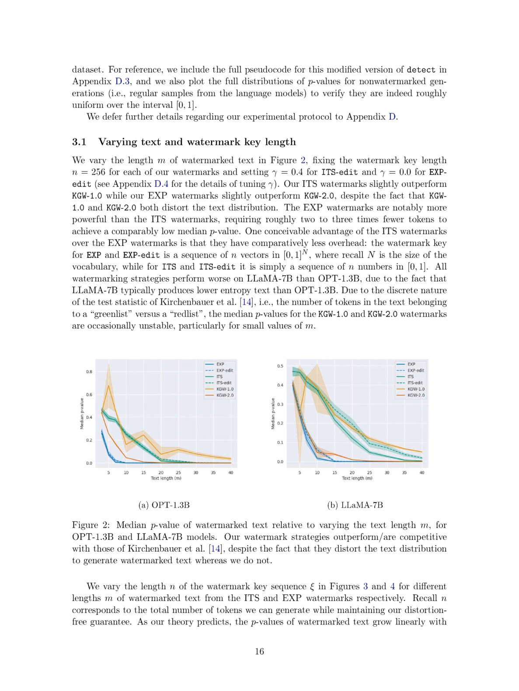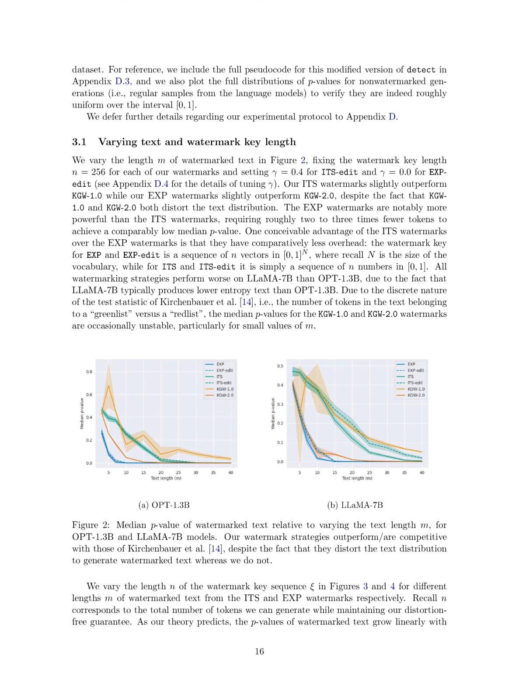All our watermarking strategies performed worse on the Llama 7B model than the OPT 1.3B model. This is because Llama 7B typically generates text with lower entropy than OPT 1.3B. We also noticed that the median p-values for the KGW 1.0 and KGW 2.0 watermarks can be unstable, especially for smaller lengths of watermark text. This instability is due to the discrete nature of the test statistic, which is the number of tokens in the text that belong to a green list versus a red list.